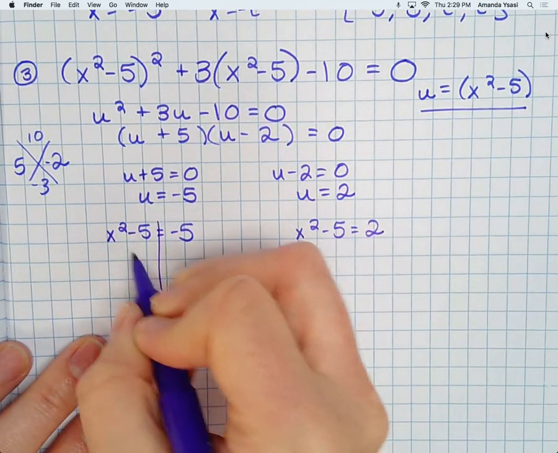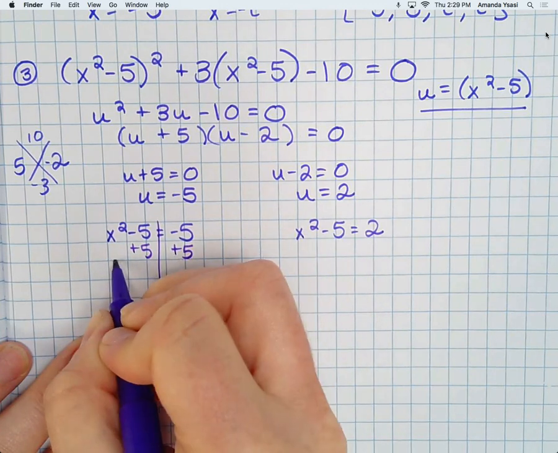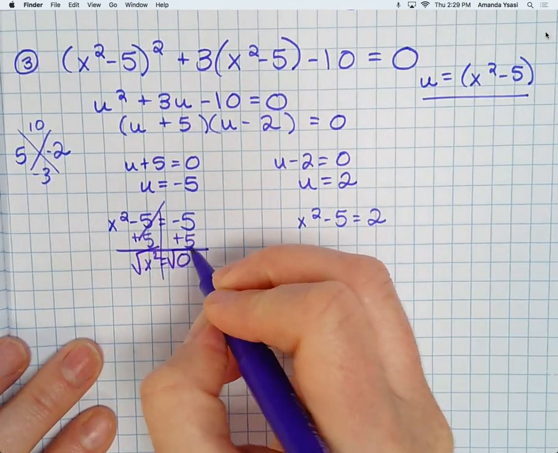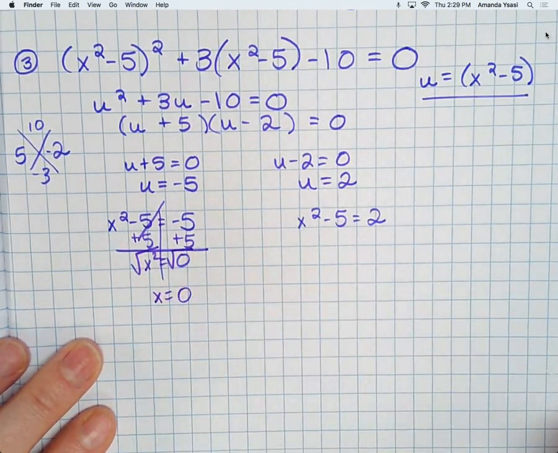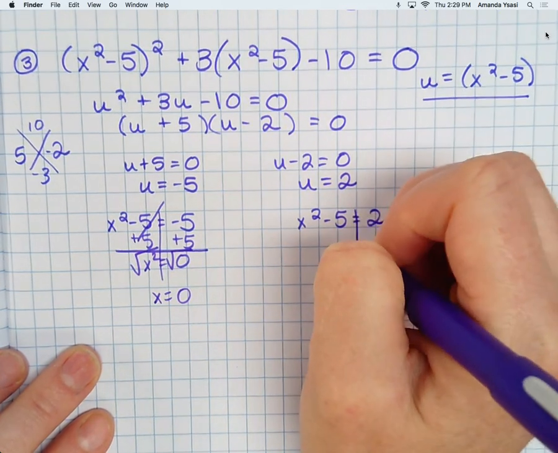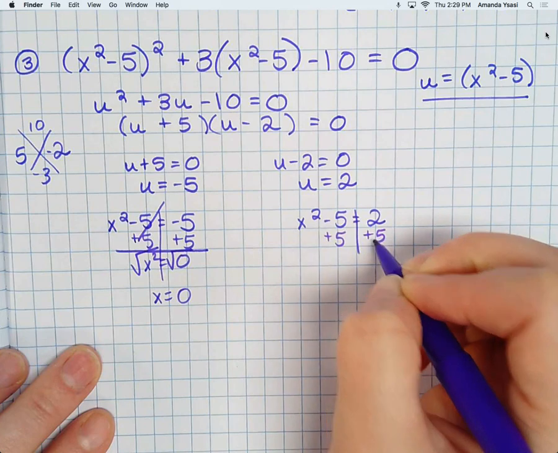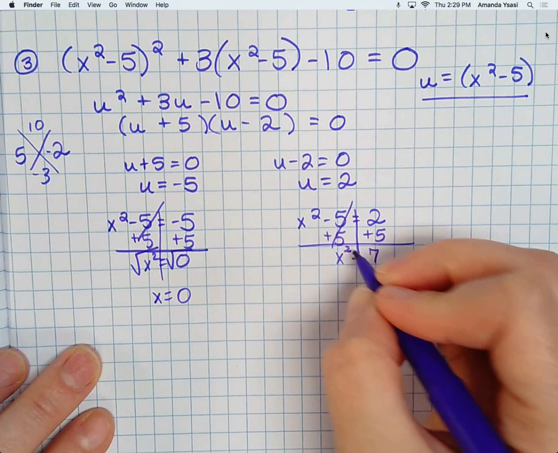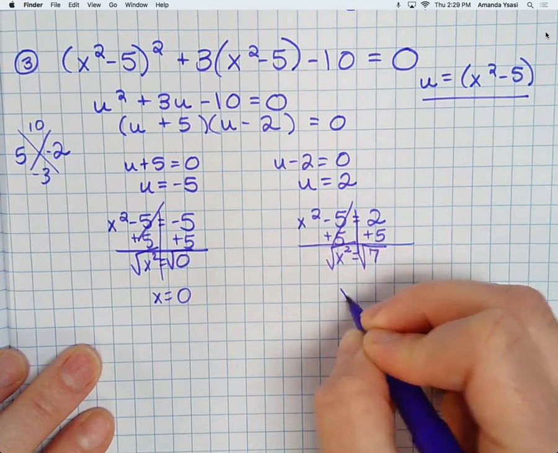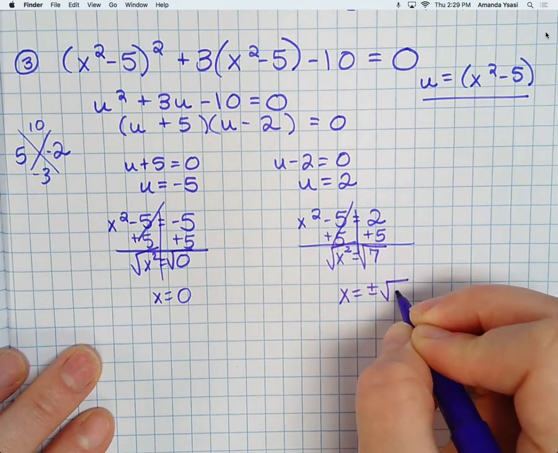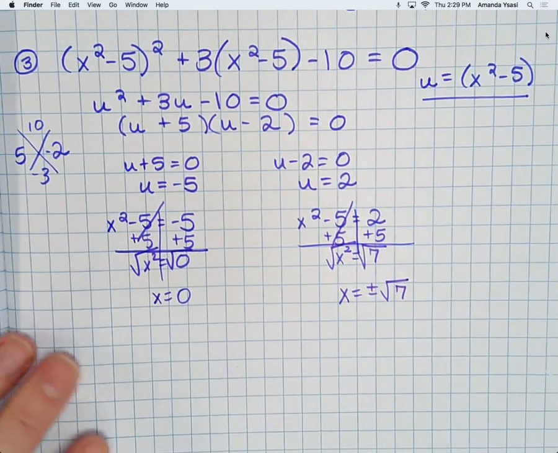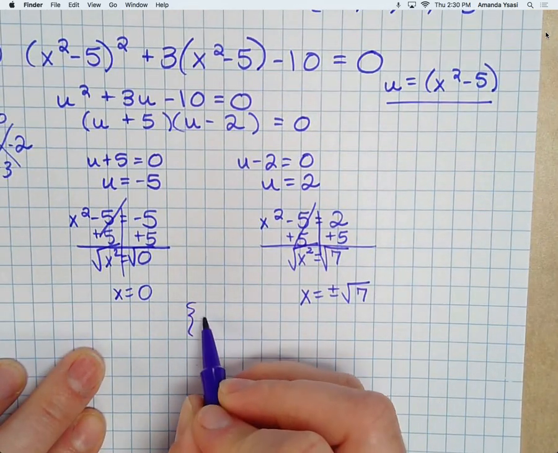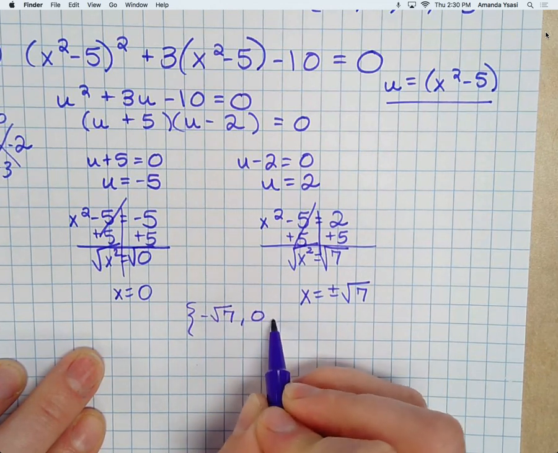So solve it out. So plus 5 to both sides. X squared equals 0. Take the square root. So x equals 0. Plus 5. X squared equals 7. Then take the square root. So x equals plus or minus square root of 7. So we can write it as negative square root of 7, 0, square root of 7.